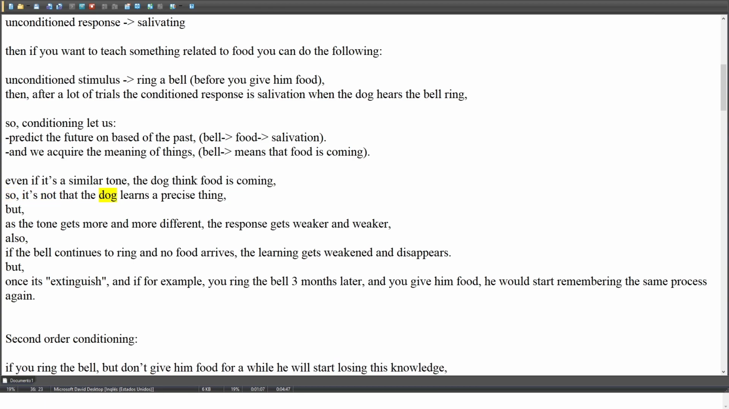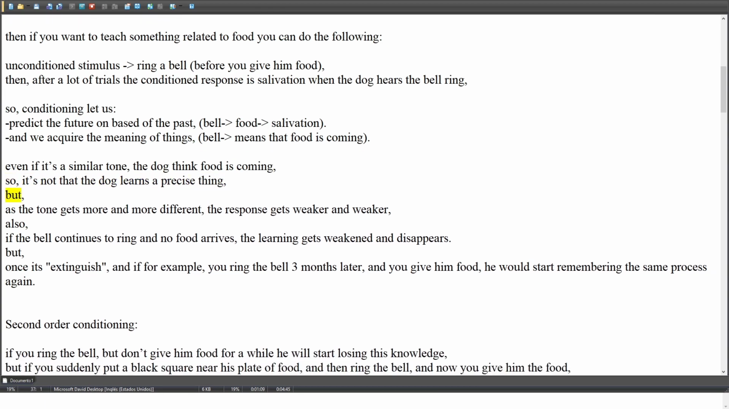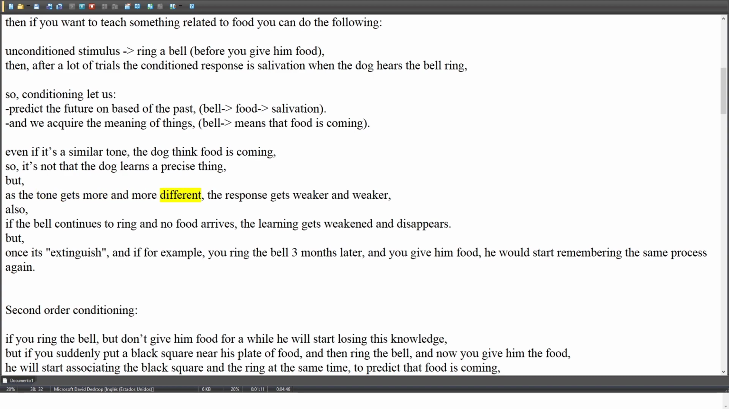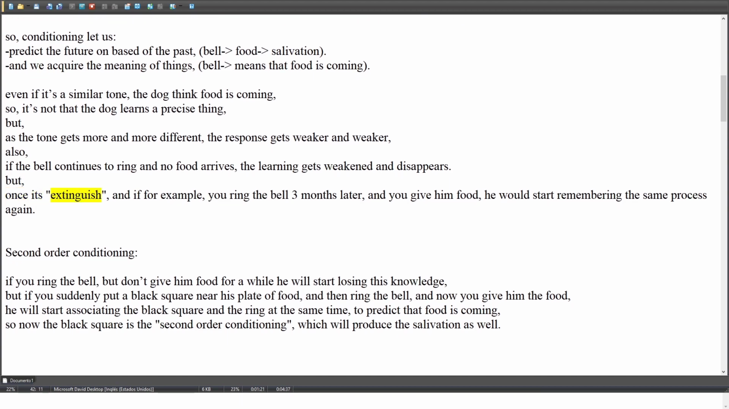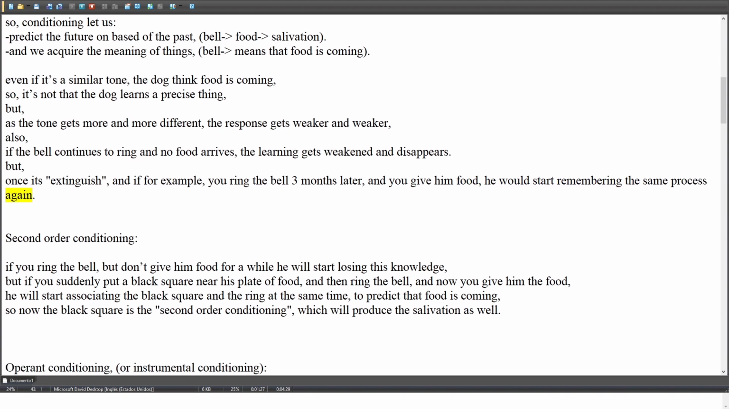So, it's not that the dog learns a precise thing. But, as the tone gets more and more different, the response gets weaker and weaker. Also, if the bell continues to ring and no food arrives, the learning gets weakened and disappears. But, once it's extinguished, if for example you ring the bell 3 months later and you give him food, he would start remembering the same process again.